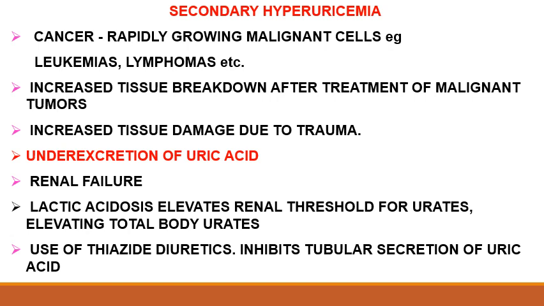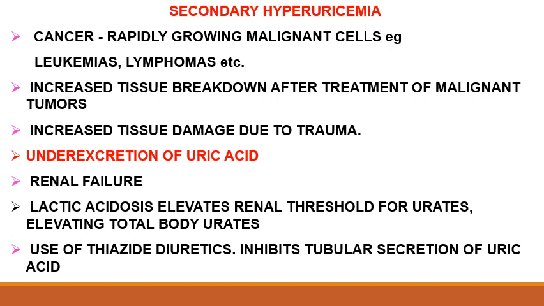Now, the next reason for secondary hyperuricemia could be the under-excretion of uric acid, and this could be due to either renal failure, or there could be an elevation of lactic acidosis, with the renal threshold for urates being affected, leading to elevated total body urates. Or it could be due to the use of thiazide diuretics, which inhibit the tubular secretion of uric acid.